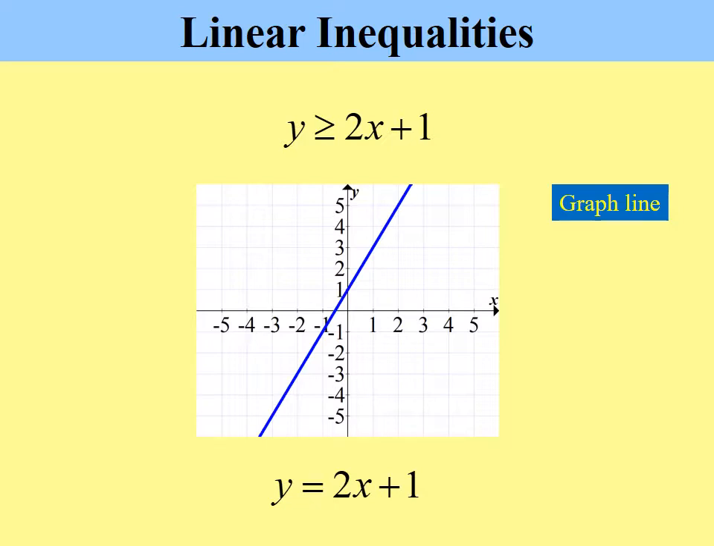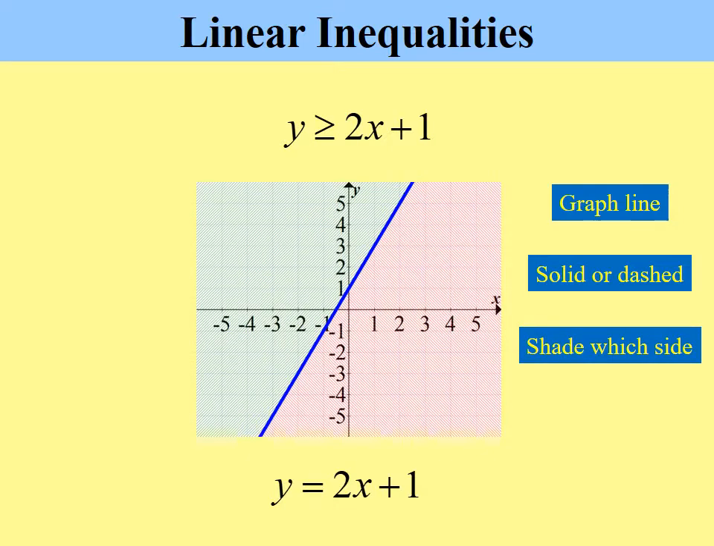Now, in looking at the inequality, we need to decide, is that line dashed or solid? A solid line indicates that the line is part of the solution. A dashed line means that the line is not part of the solution. Now, since the inequality symbol has a line at the bottom, that means equals. And so the line is part of the solution. So the line under the inequality tells us that it will be a solid graph.